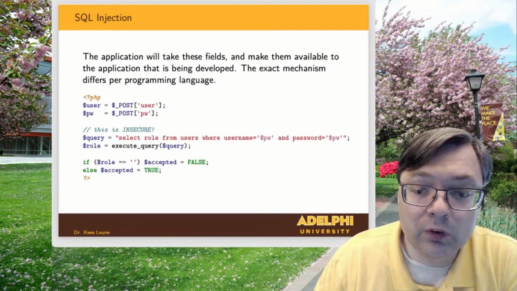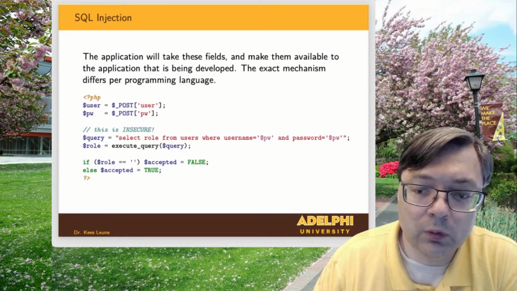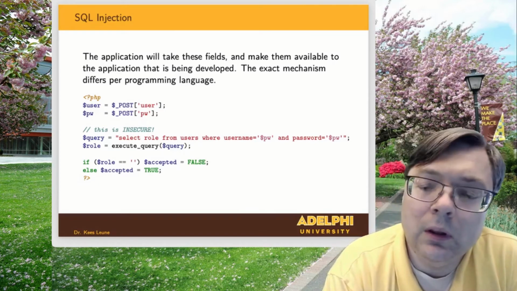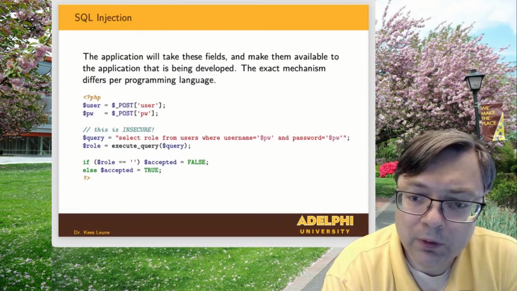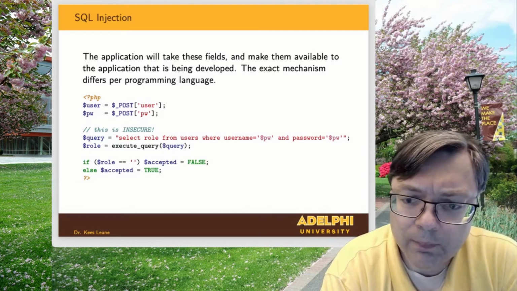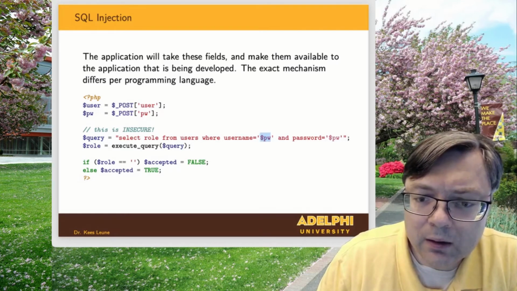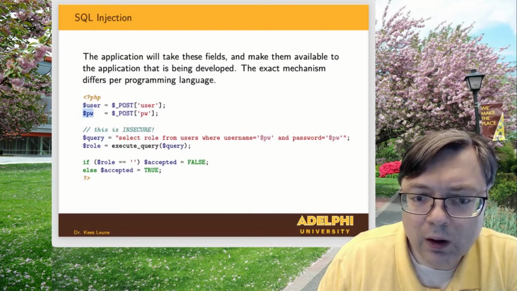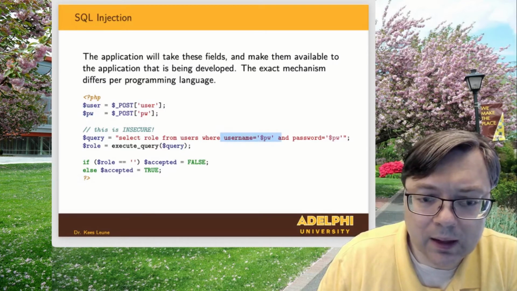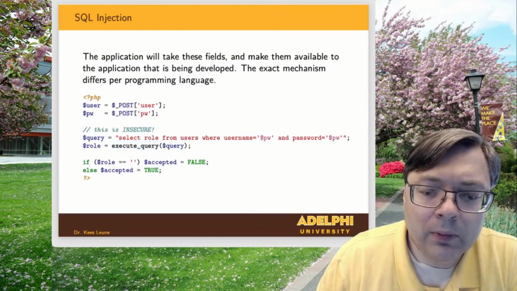SELECT role FROM users WHERE username = '$user' AND password = '$pw'. That should probably have been $user and $pw, but it doesn't really make a whole lot of difference. But what is important to realize now is that here we are embedding information that the adversary sent us into our query, and that is being executed against the database. This is pseudocode. This won't work exactly the same way in PHP, but it's close enough.